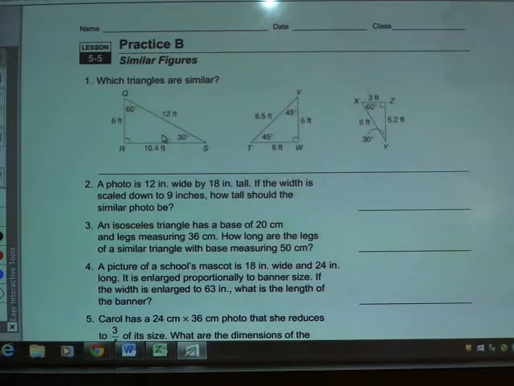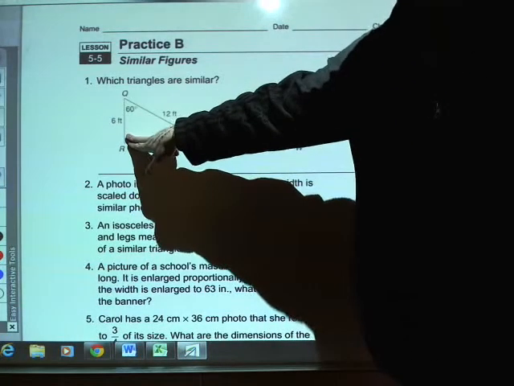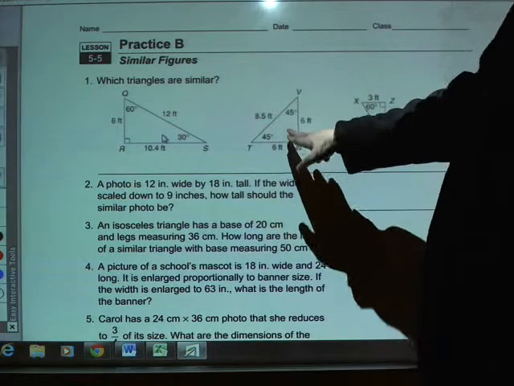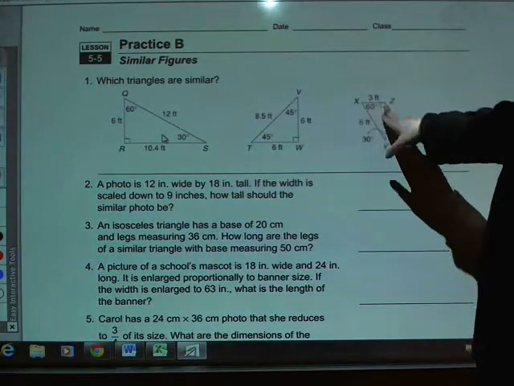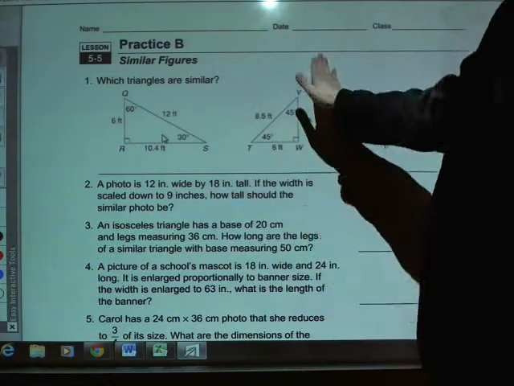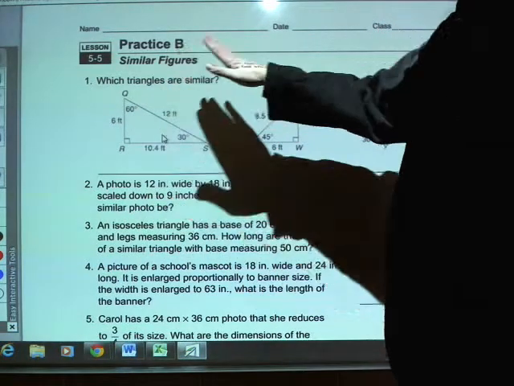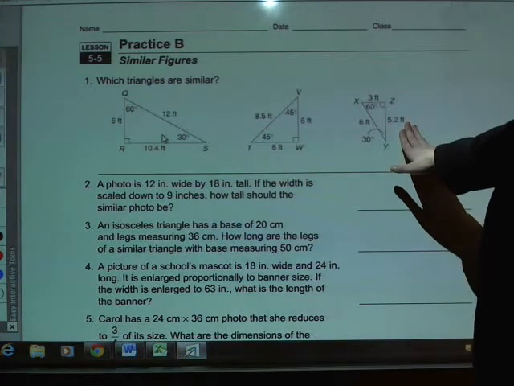So remember, the first thing we have to prove when we've got similar triangles is that the angles match up. If we look at what we've got here, we've got a 30, 60, 90 on this triangle on the left. Here's a 45, 45, 90, and this one's a 30, 60, 90. So we know this guy, just based on the angles, can't match up with anything. So the only thing that could potentially match up would be these guys here and here.